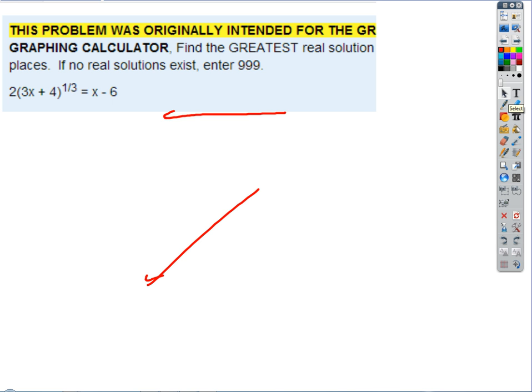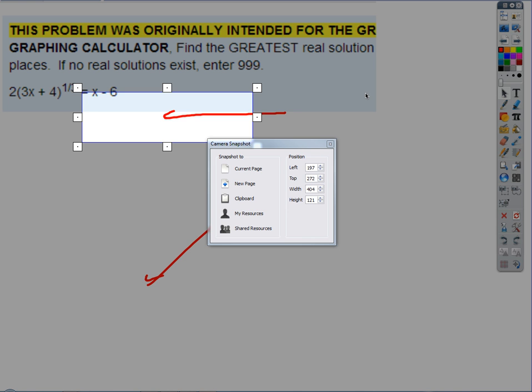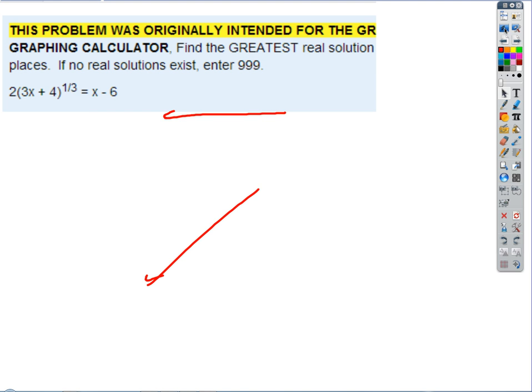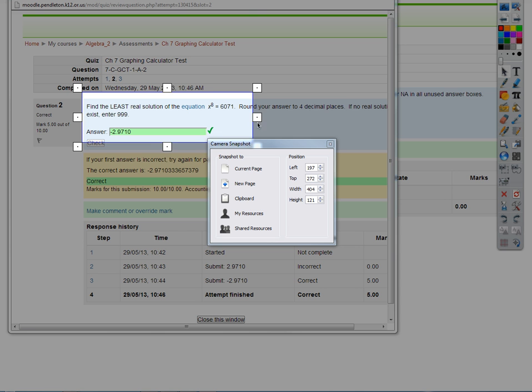Is this a good one? Let's see. How about this guy? Is that a good one? Okay, yeah, this is a good one. Let's do this one. Oops. I think that's good for you. He's a junior.